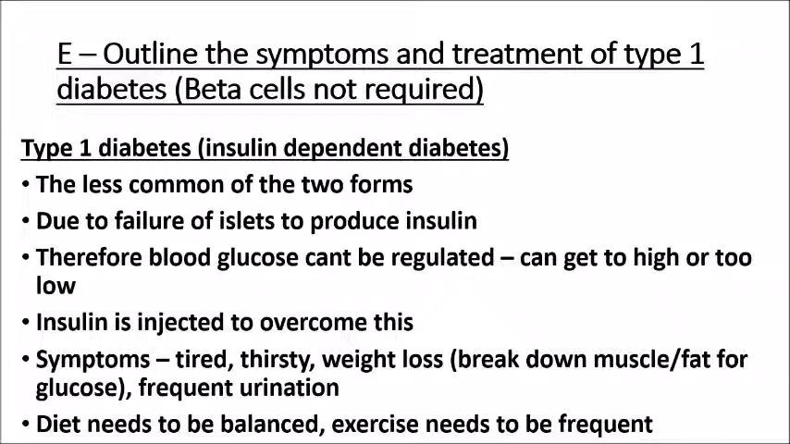You also need to monitor your diet, because if you have a high glucose meal, then you're going to have a lot of glucose in your body, and if you can't produce insulin, then you're going to have obviously the symptoms of having too much blood glucose concentration. Exercise needs to be frequent to burn off excess amounts of glucose.